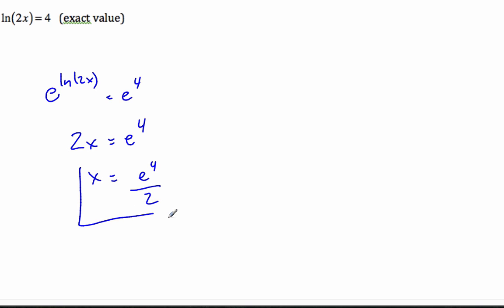The next one, make sure you pause it and try it yourself. But if I want the exact value, I can rewrite this, or I can do the inverse of both sides. I like to think of this as doing the inverse of both sides. e to this exponent is e to that exponent. These cancel each other out to get 2x is equal to e to the 4th. So x is equal to e to the 4th over 2, and this is the exact value.